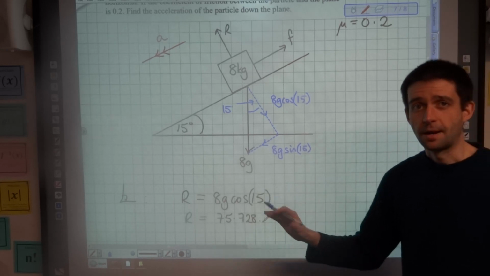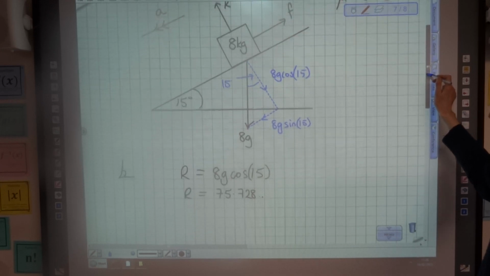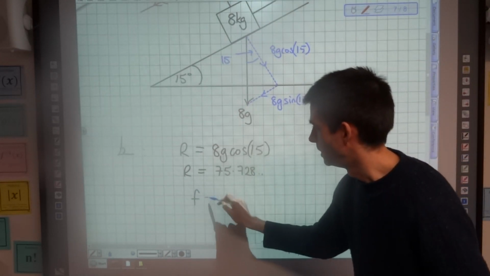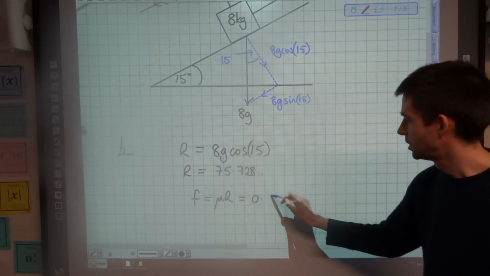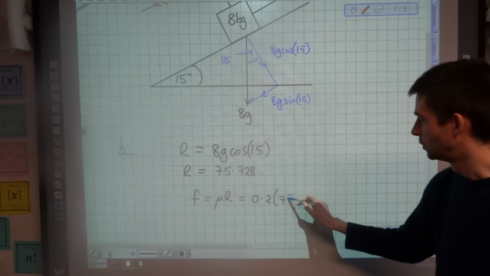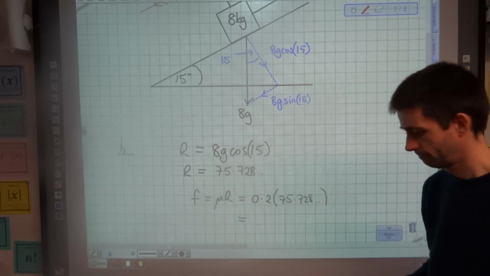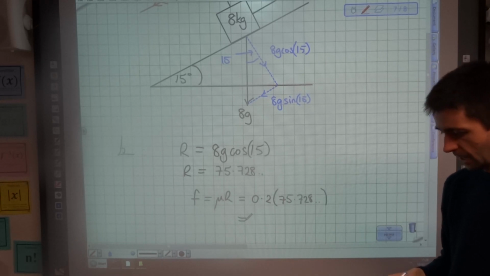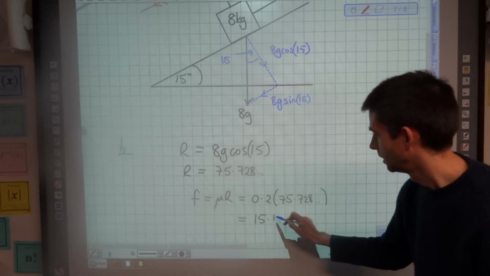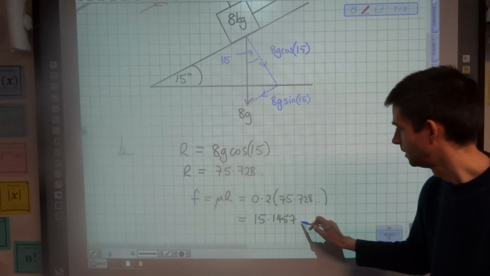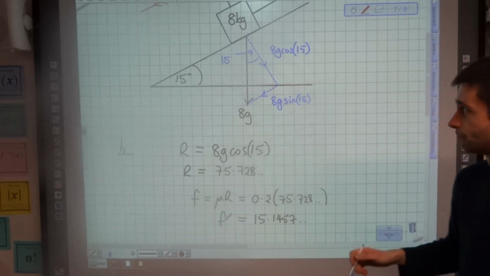Now I can use that to find out the value of friction, because I know the coefficient of friction. So I can use the formula that F is equal to mu R. Mu is 0.2, and my reaction force I've just worked out to be 75.728. So my frictional force is going to be 15.1457, etc., etc. So that is my maximum value of friction.